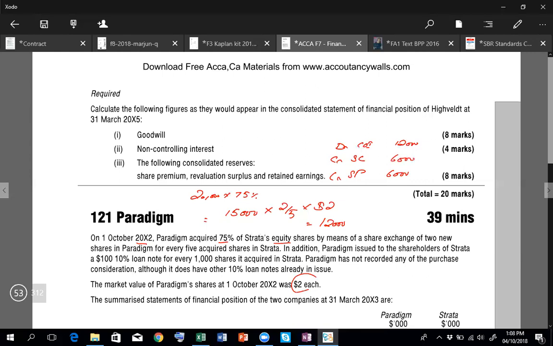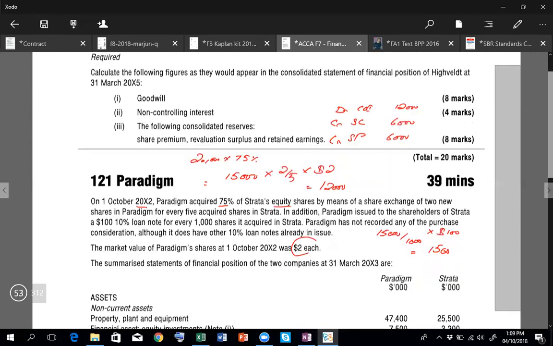Paradigm issued to the shareholders of Strata a $100 10% loan note for every 1,000 shares acquired. Fine, we have acquired 15,000 shares. So for every 1,000 shares, we issued a $100 loan note. Simply we can calculate that: 15,000 divided by 1,000 times $100 gives you 1,500. So this is the consideration, 12,000 and 1,500.